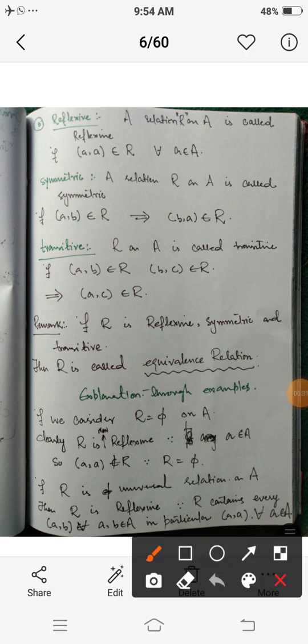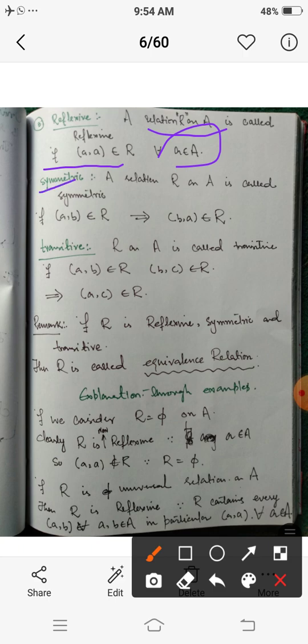Let us assume that R is a relation on a set A, where A is a non-empty set. Then this relation R is said to be a reflexive relation if (a, a) belongs to R for all elements of A. That is, if a belongs to A, this should imply that the ordered pair (a, a) belongs to R. This means that each and every element of A is related to itself.